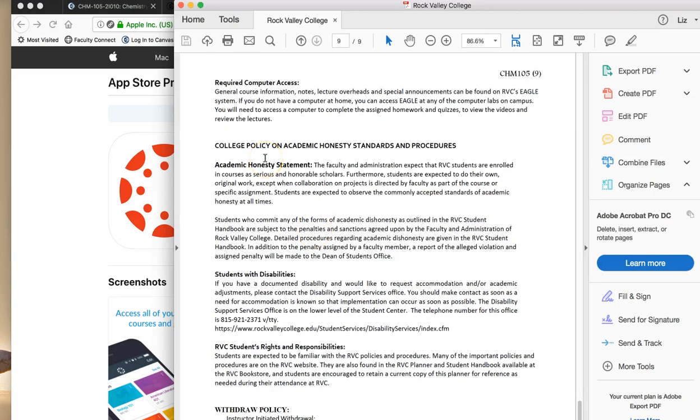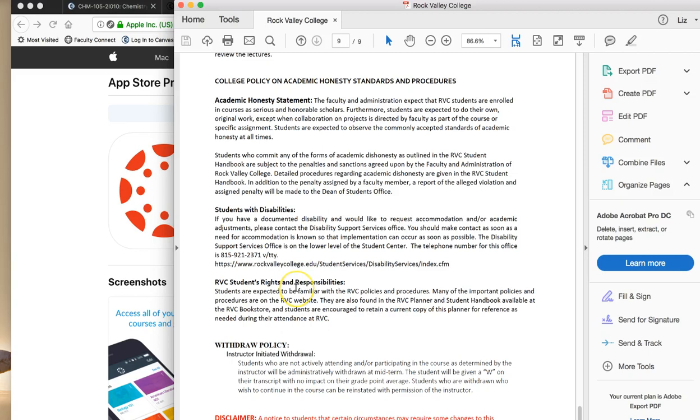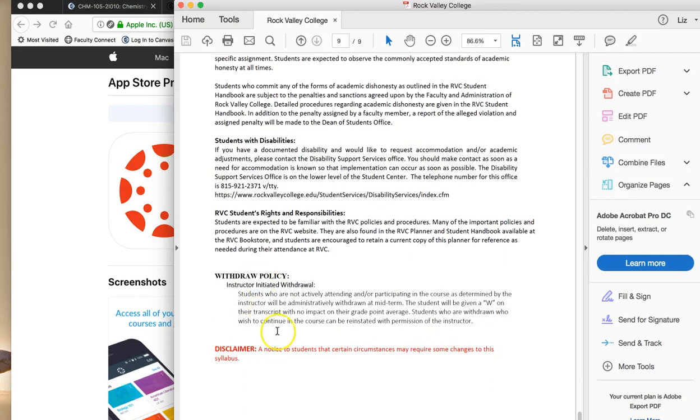All right, back to the syllabus here. This is the standard college policy, academic honesty, students with disabilities, your rights and responsibilities. Then the last part here, withdrawal.